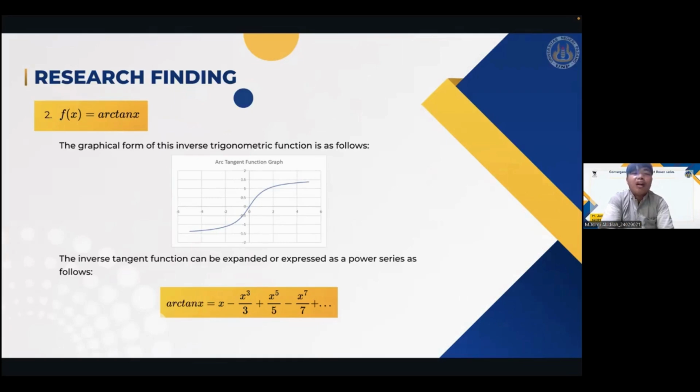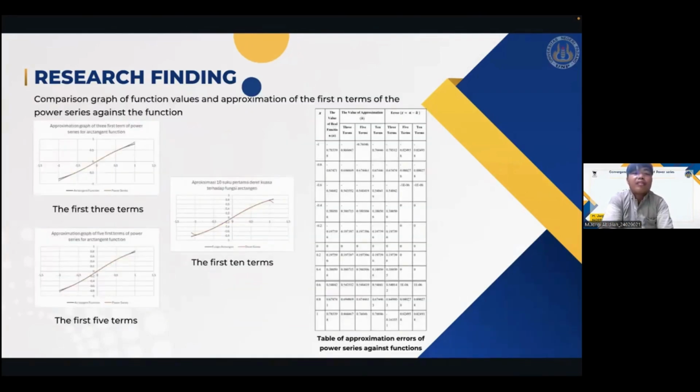Next, we will see how the power series graph compares to the original function graph. We can see that the graph looks almost identical for the first three terms and only changes significantly at the end. Next, we look at the error table. And indeed, for the power series approximation, the error is quite significant at the end of the radius of convergence. Okay, next.